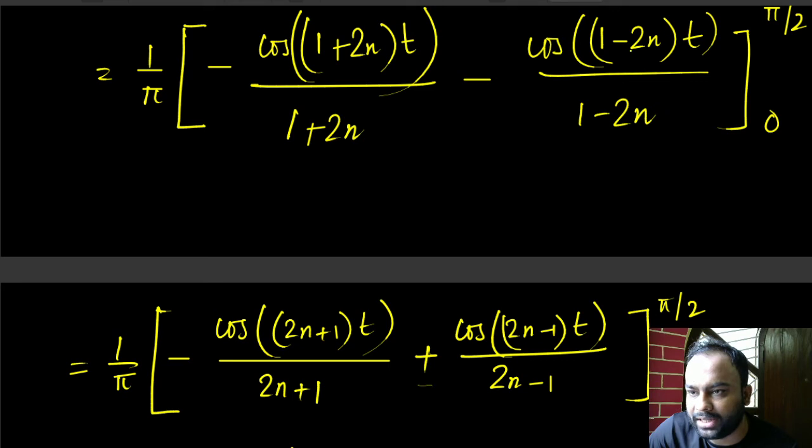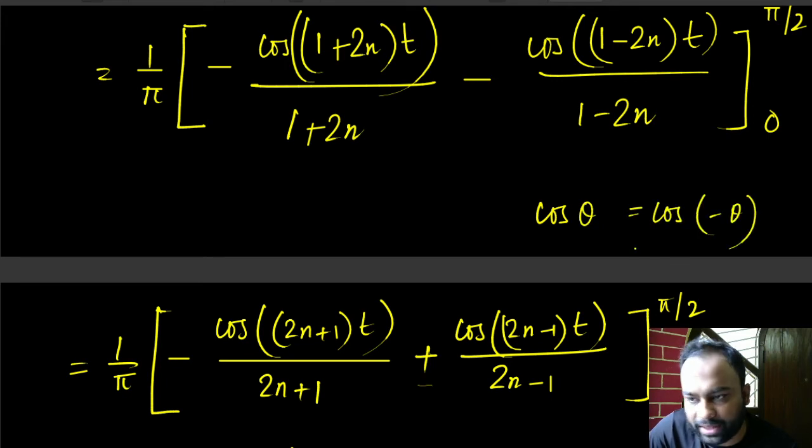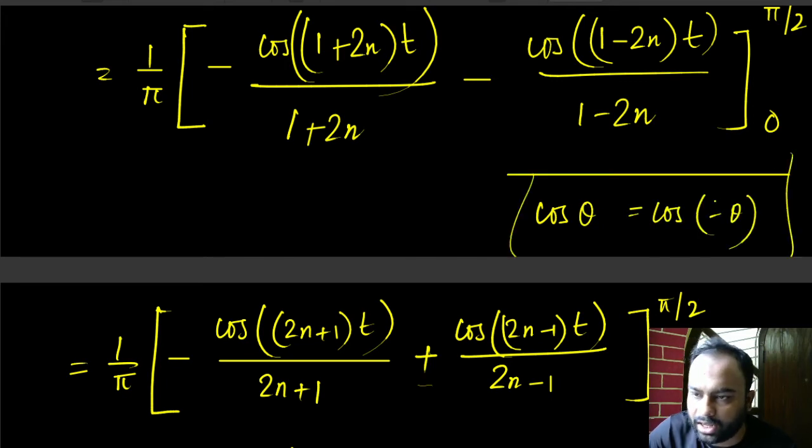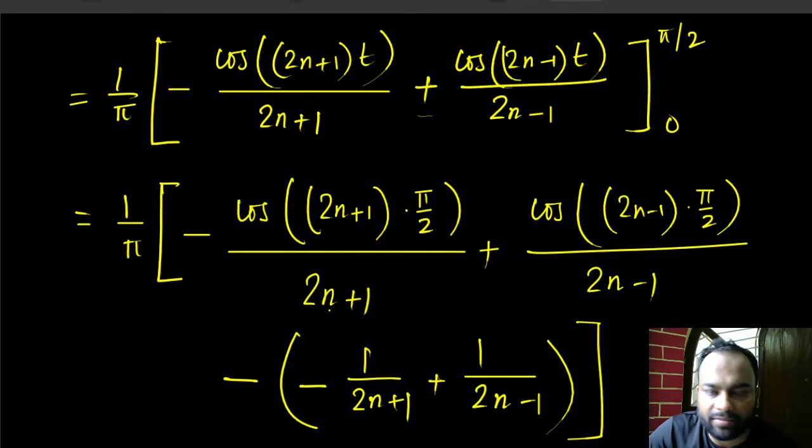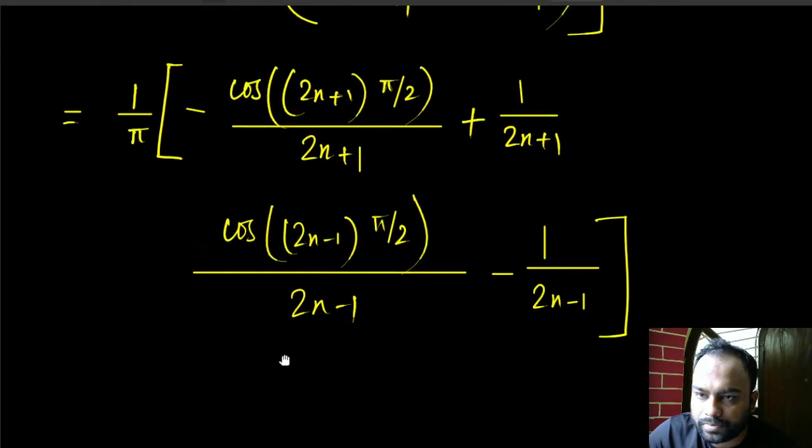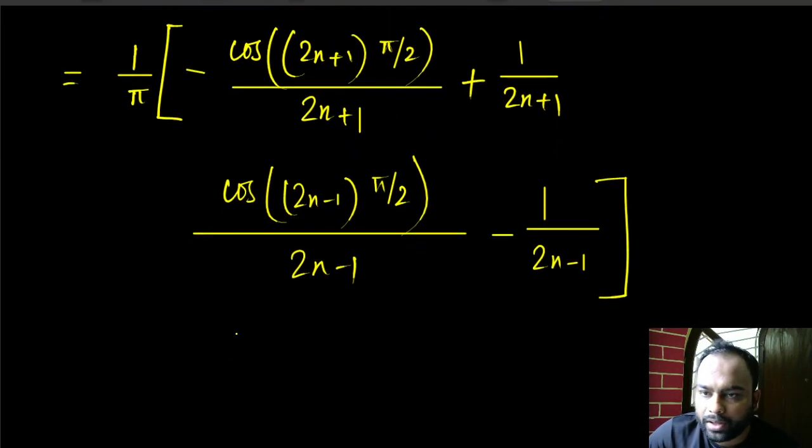So instead of writing 1 minus 2n, I can just write 2n minus 1, because we know cos theta is simply cos of minus theta, same thing. Because of that, we actually have got this, right? I think I answered your question, right?